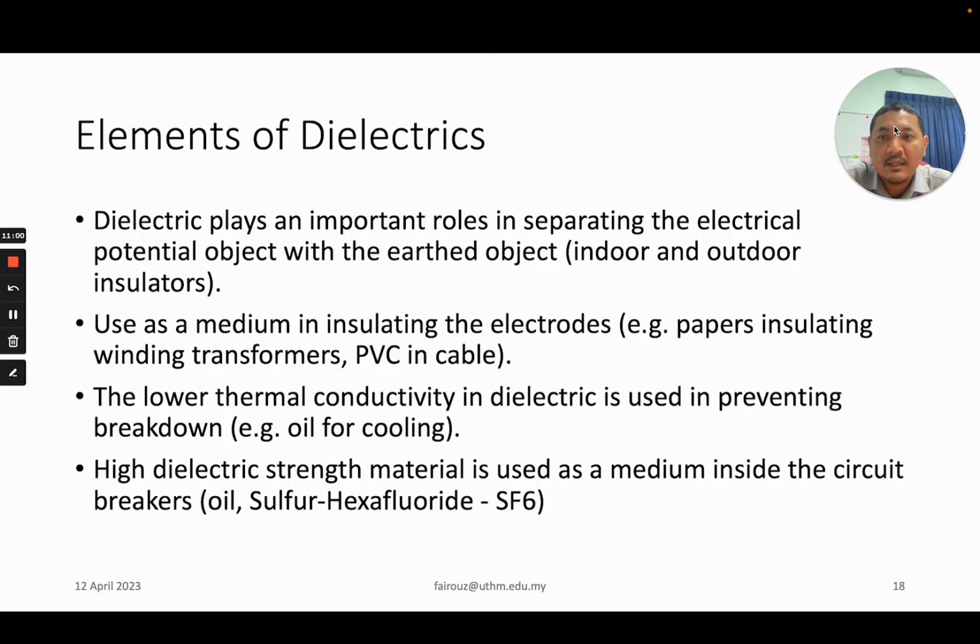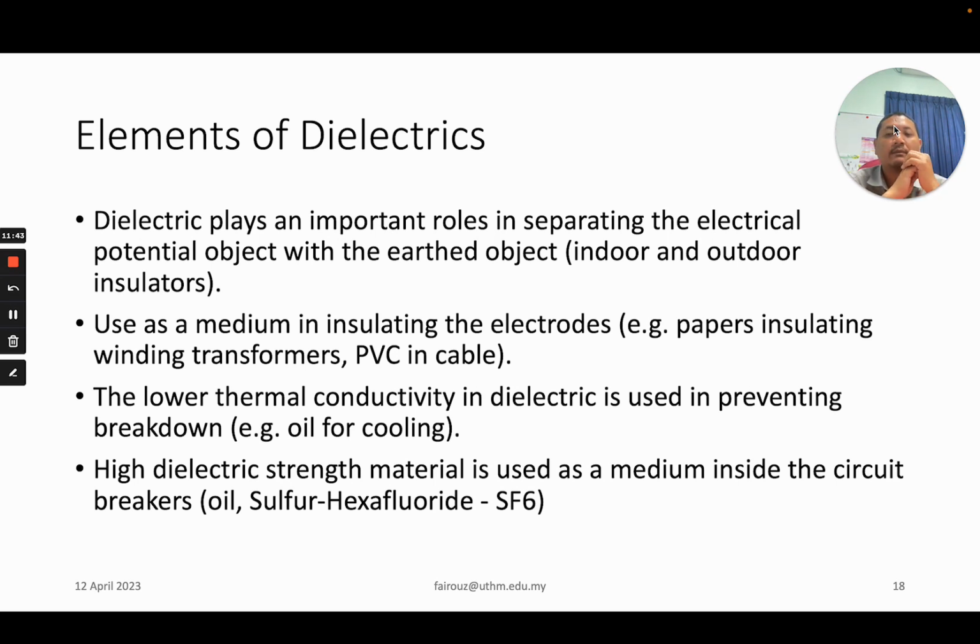So, elements of dielectric. Dielectric plays an important role in separating electrical potential objects from the earth object. We want to separate the conductor that is carrying high voltage from the conductor which is grounded at 0 volt. And then we use it as a medium in insulating the electrodes: paper insulating the transformer winding, XLPE in cable, and so on. So low thermal conductivity in dielectrics is used in preventing breakdown.